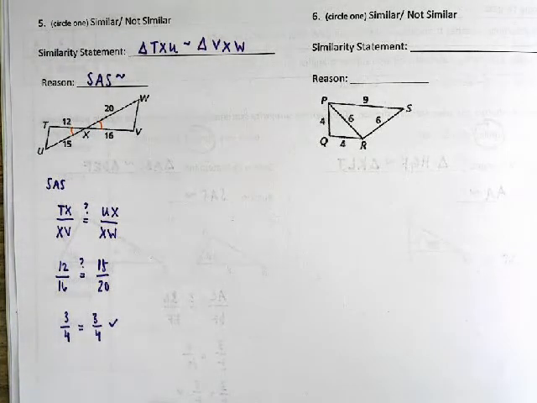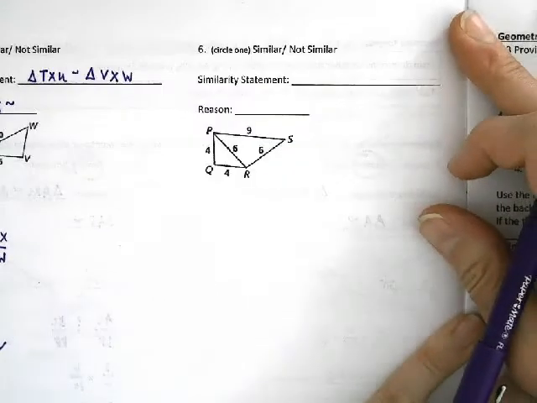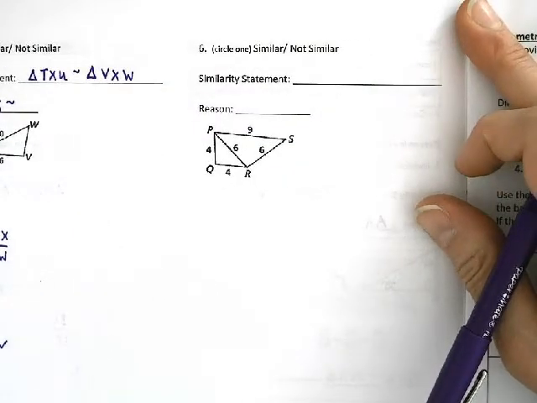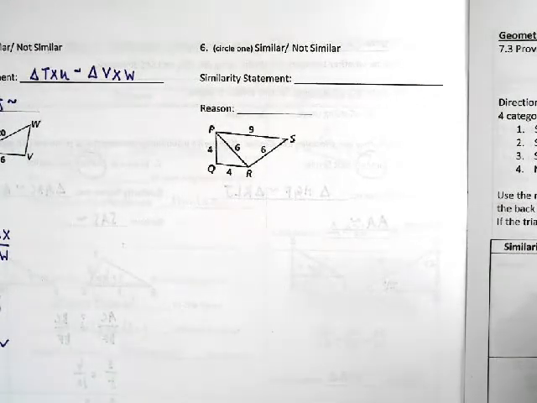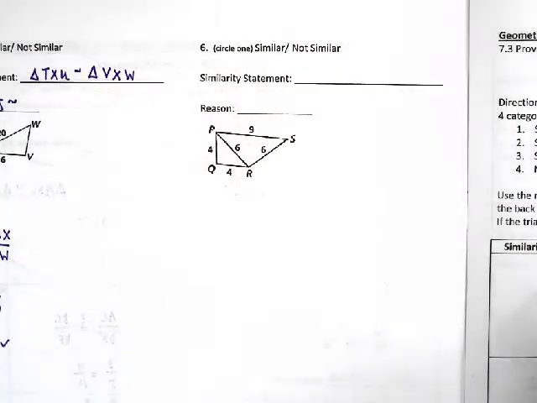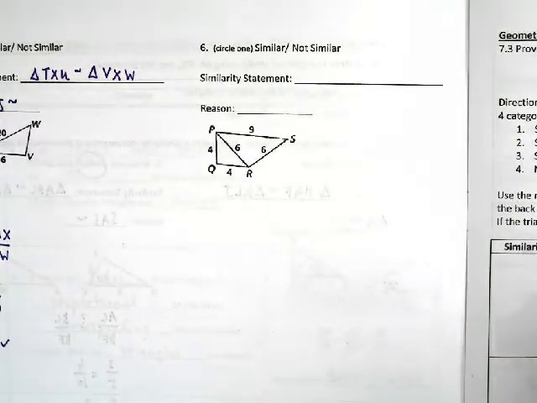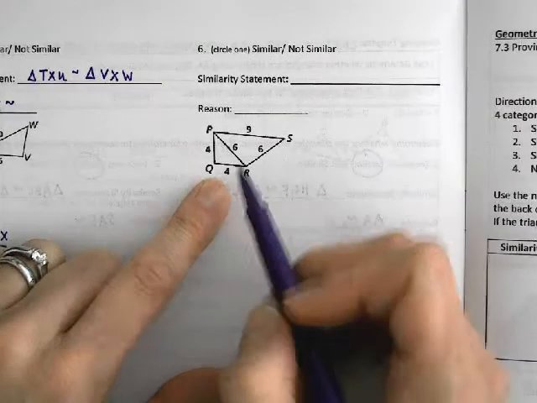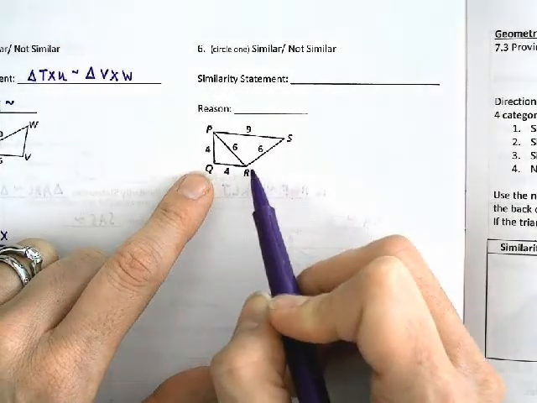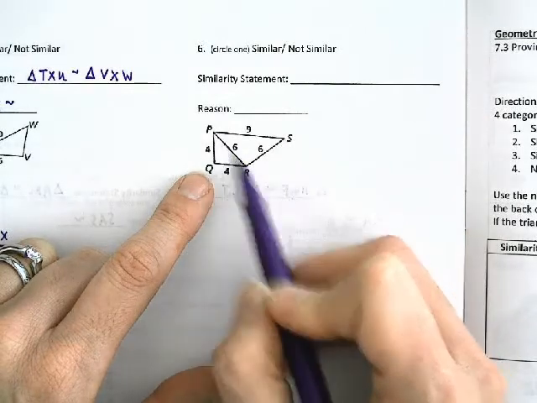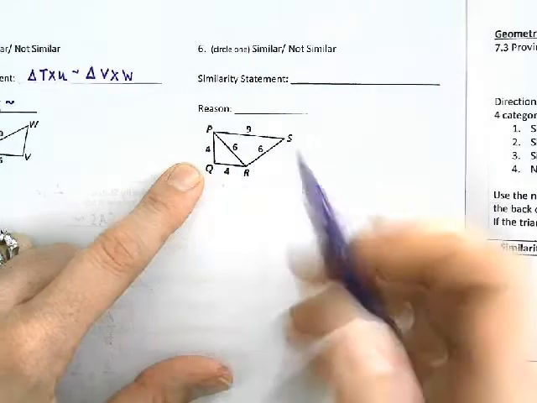All right, one more to go. All right, so if I look at number 6, the only possible way I could prove these similar would have to be by SSS because I don't know anything else about the angles of these triangles. So I'm going to compare the sides. So I know these shorter sides must correspond to the shorter sides on this triangle, and the longer one would have to be proportional to the longer side here.